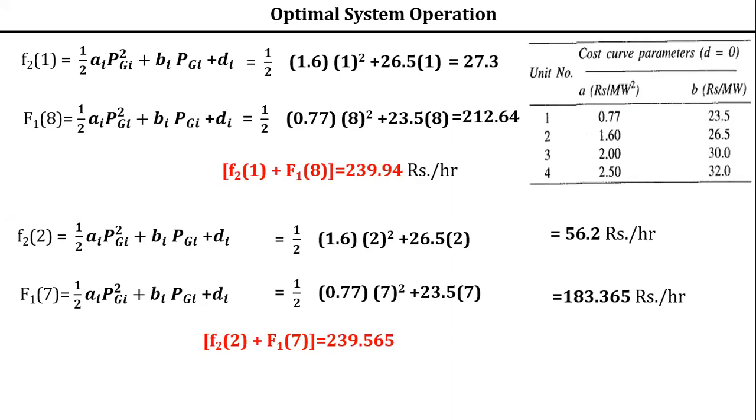0, 1 was the first combination, this is second, this is third. So now we have to find out the fourth combination. How will it be? F2 of 3 plus F1 of 6. Totally they should get 9 megawatts. So that we have to estimate, and I asked you to calculate that value.